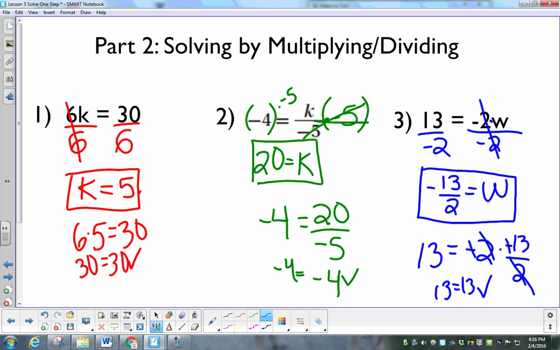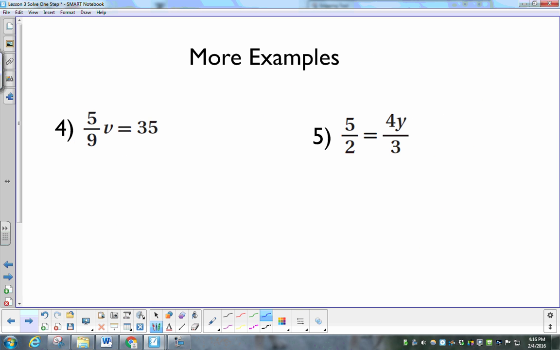So that one worked out as well. I think I have some more examples on the next page here. All right, some more with fractions in them. All right, so on this first one, I've got 5/9 v equals 35.